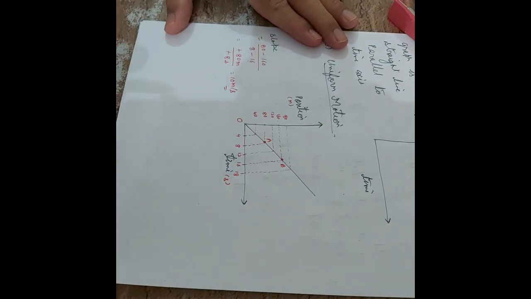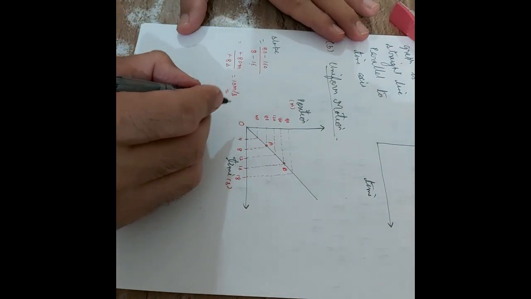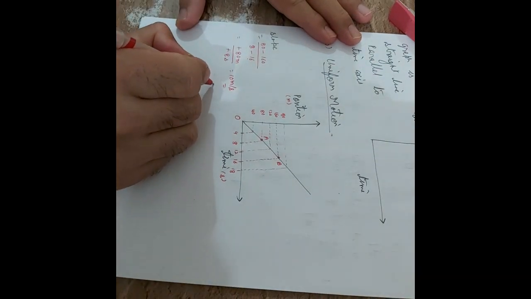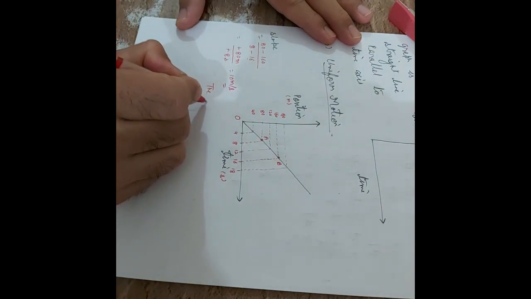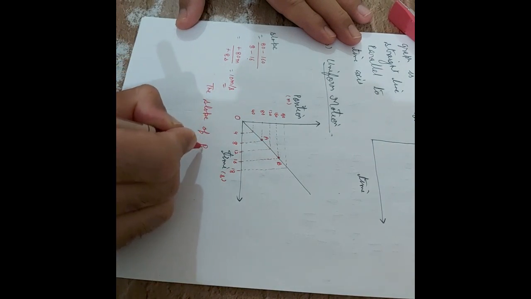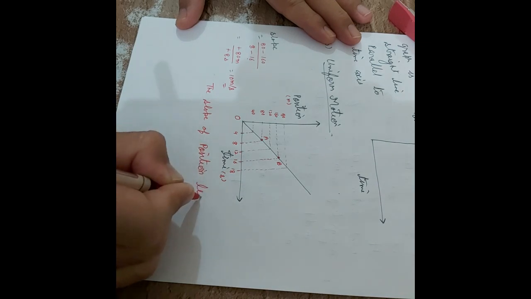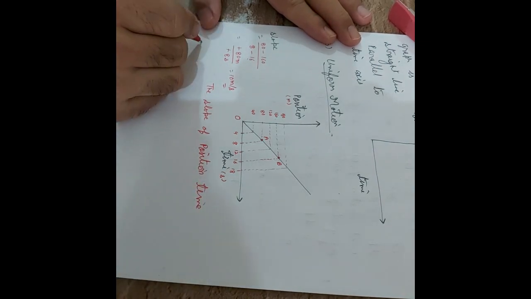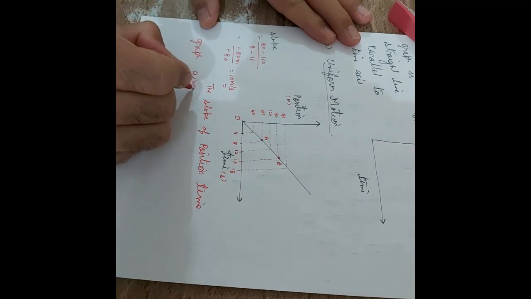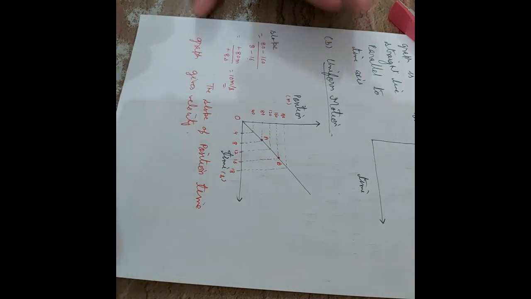So what can I say? I can say that the slope of position time graph gives the velocity. The slope of position time graph gives velocity, right?